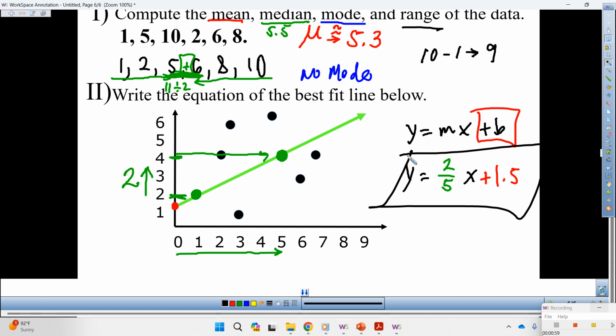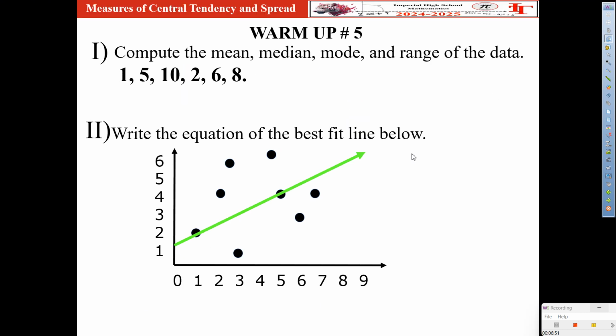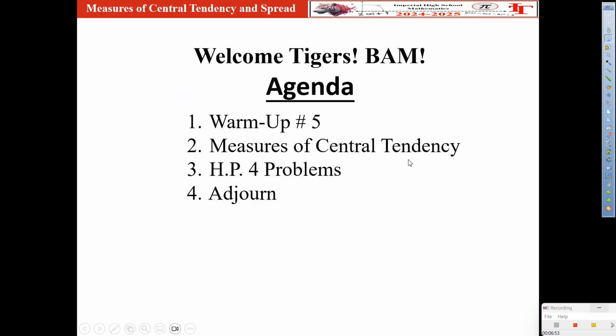And if you got that, all right, send that in, please. Make sure you get that in. And here's the agenda for today. Agenda for today, warm-up number 5, measure central tendency, and 4 problems. 4 problems for tonight only.